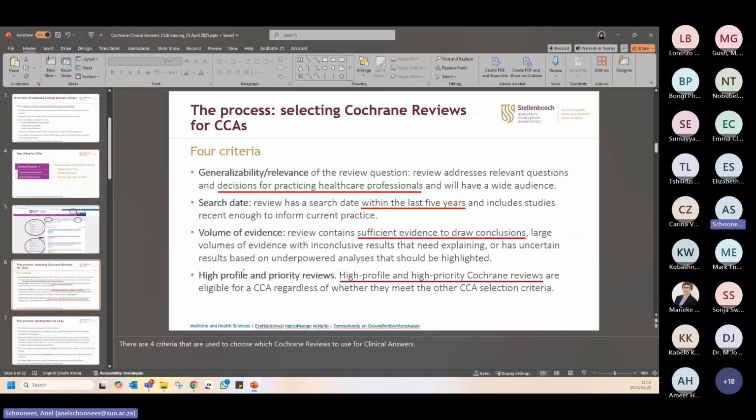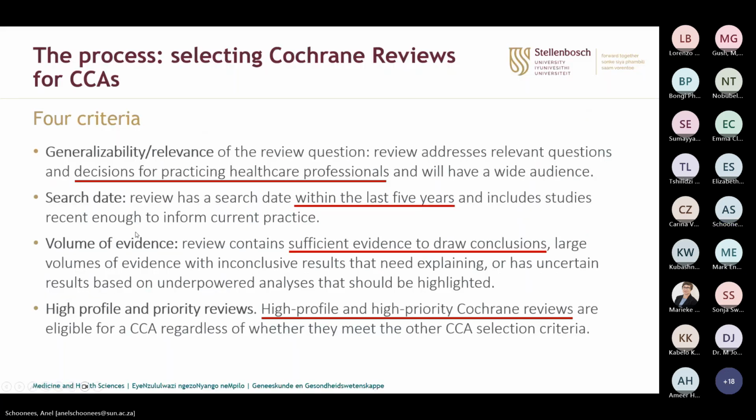So those are what I refer to as priority reviews. And then they also said that regardless of the other three criteria, if there is a priority review, it gets preference for a clinical answer, a Cochrane clinical answer to be produced for that high priority review.